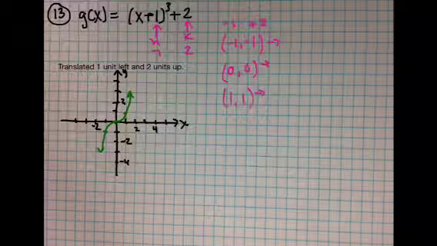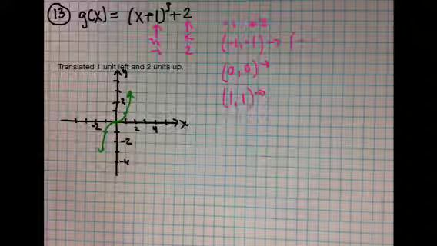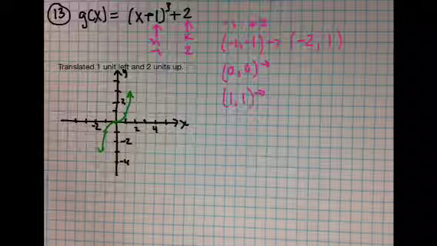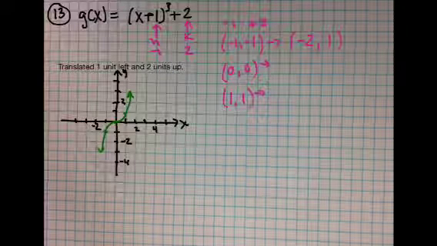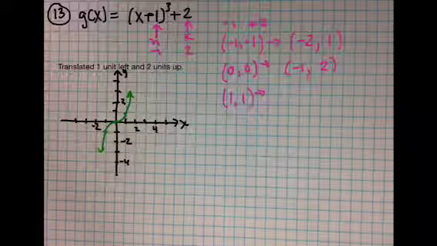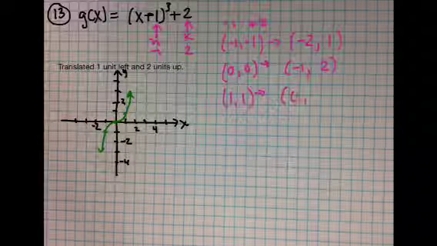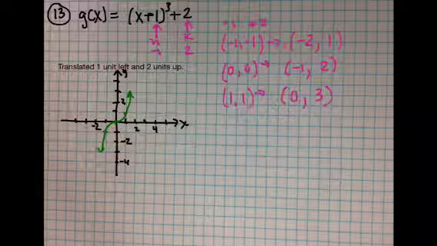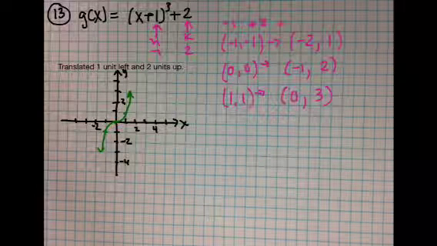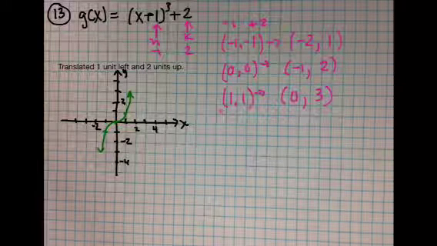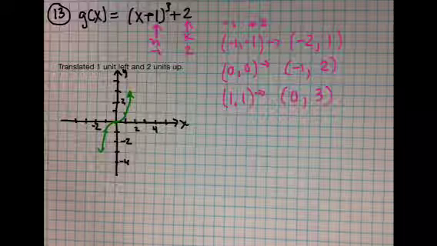Okay, so negative 1 minus 1 is negative 2. 2 minus 1 is 1. Okay, negative 1 plus 0 is negative 1. 2 plus 0 is 2. Negative 1 plus 1 is 0. And 2 plus 1 is 3. So again, these points are the transformed points for g of x. These are the reference points that we use for the parent function f of x.